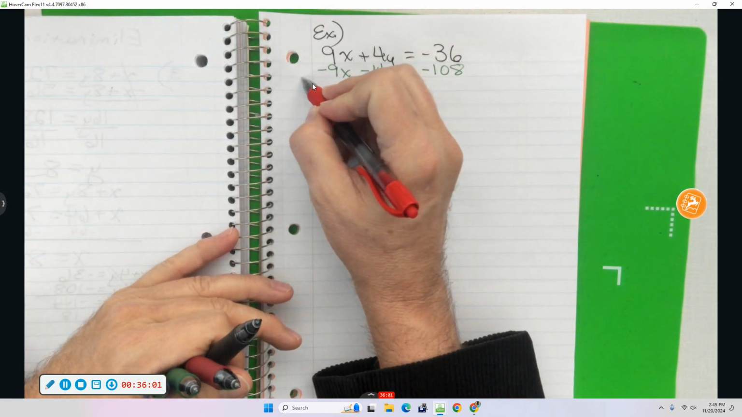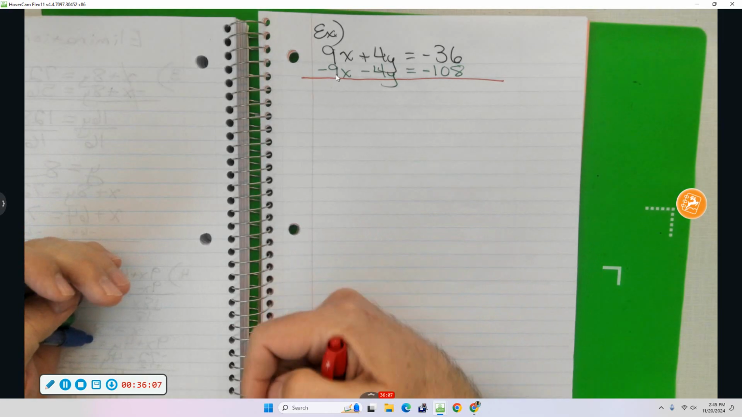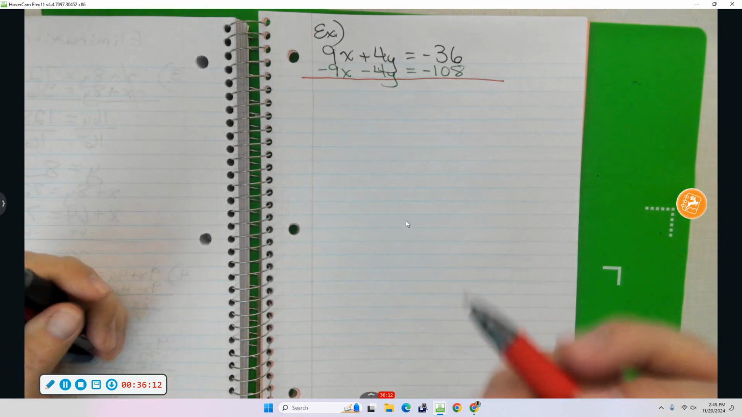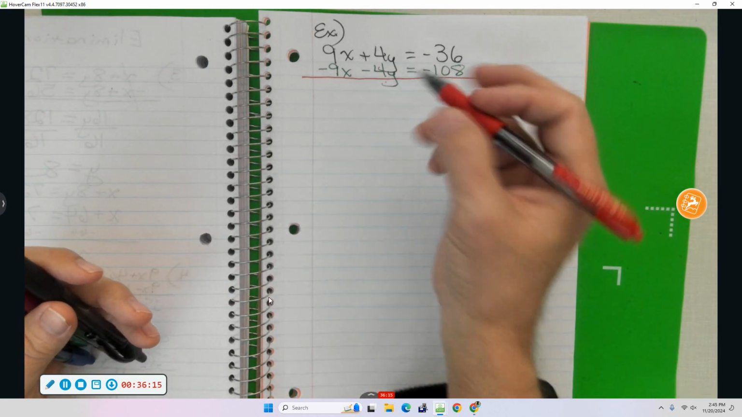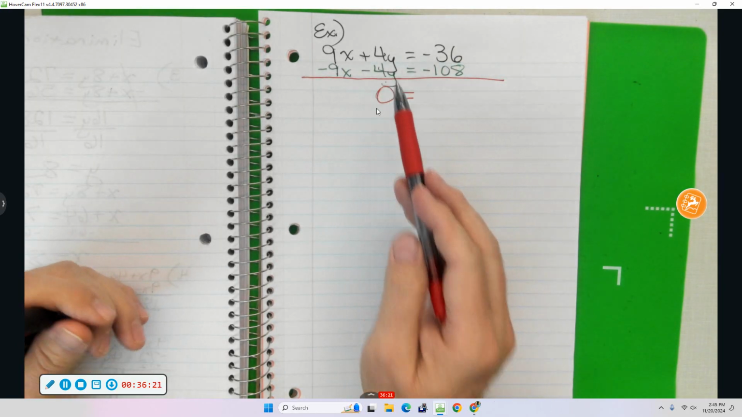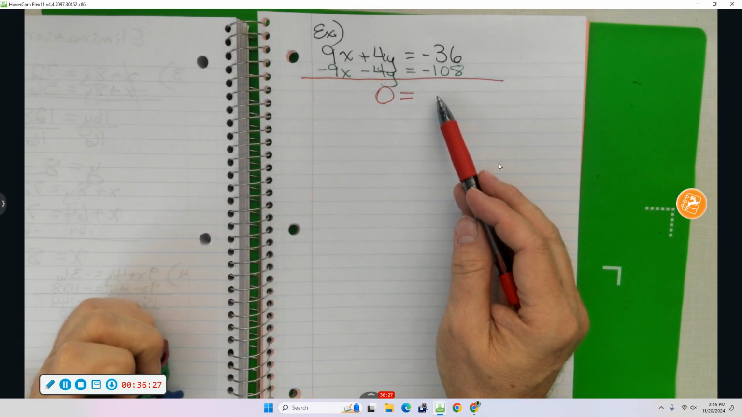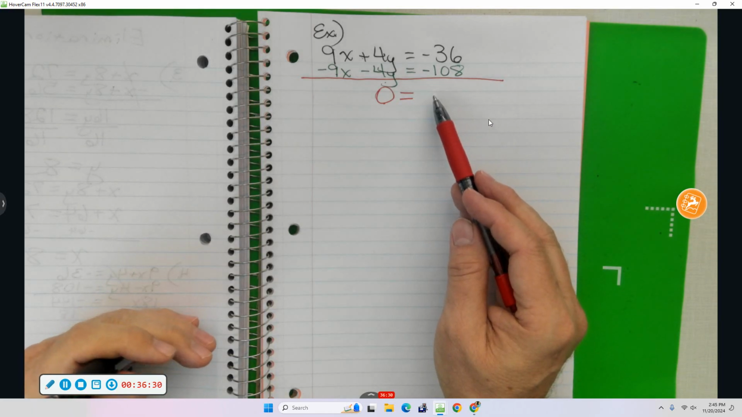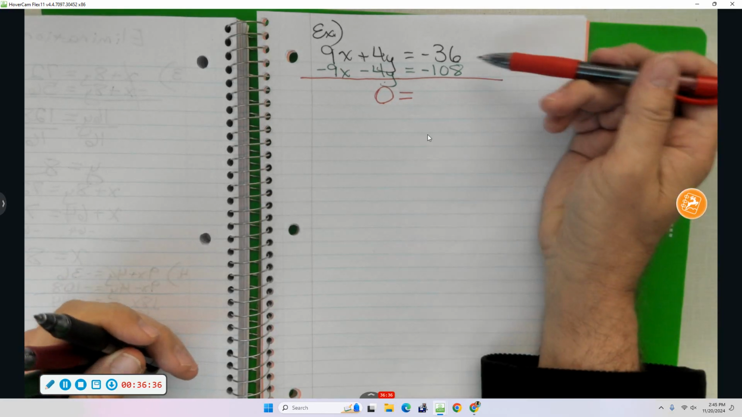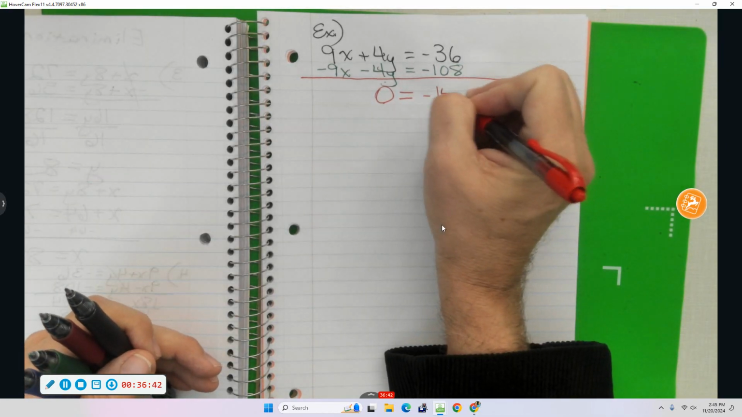Let's try to add these two together. We're going to eliminate the x's. 9x minus 9x is 0. What's about to happen to the y's? We've eliminated them as well. 4y minus 4y equals 0. So the x's and y's are all eliminated. We just have a 0 on the left side. Now if we have a 0 over here, that means they're coincidental lines, infinitely many solutions. If we have anything other than a 0, then you're looking at parallel lines. Negative 36 minus 108 gives me a negative 144.